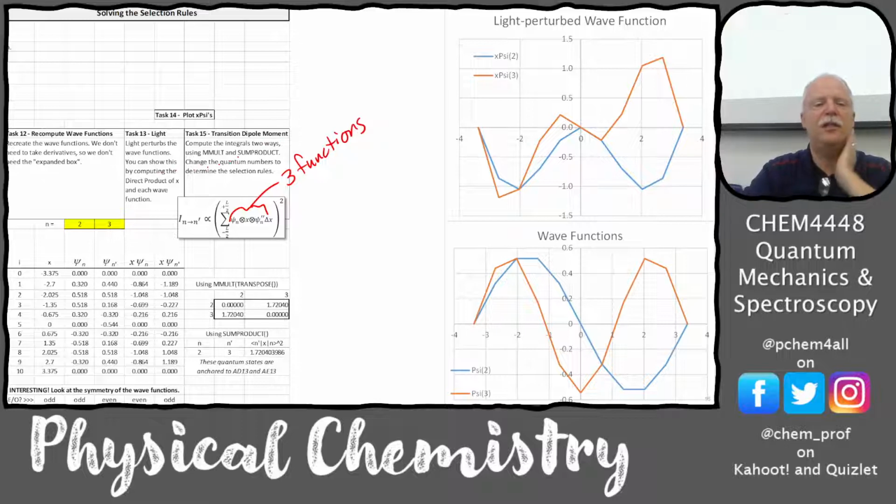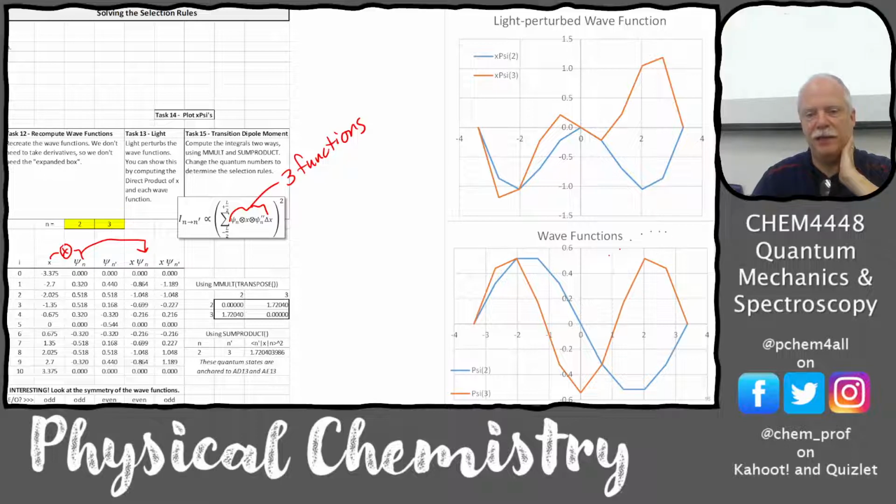So let's just do this in parts. I've got my wave function, and then I'm just taking x times that wave function and plotting it here. So that x psi is just my wave function times x. So it's just the x-axis times that wave function. And I've plotted it here.